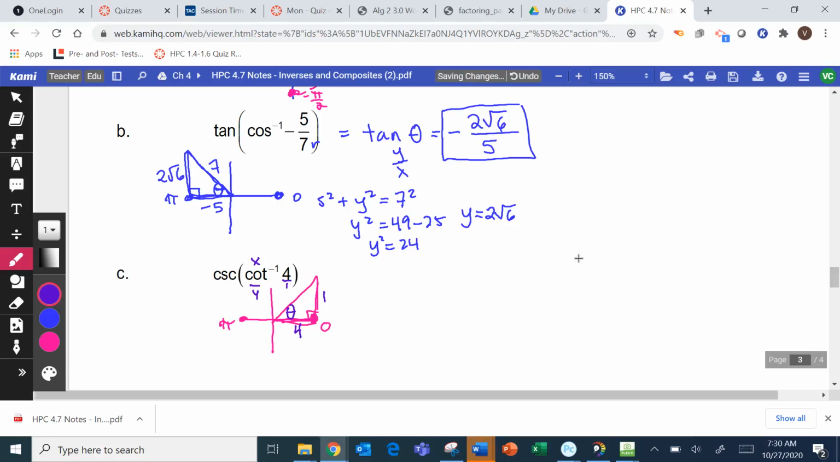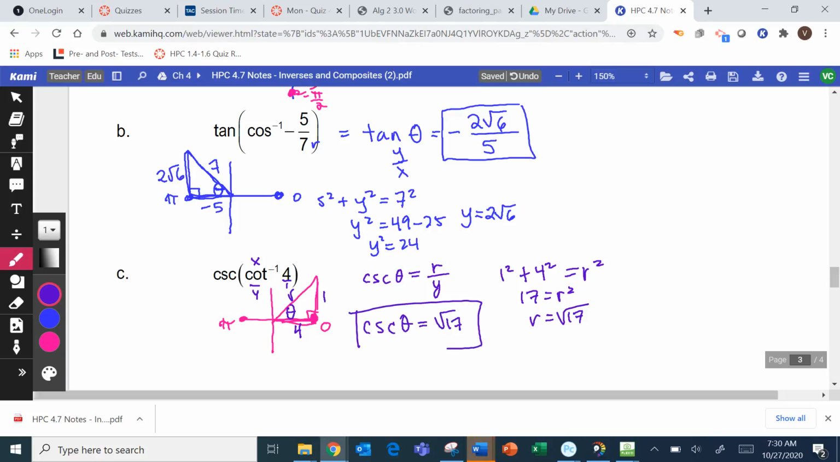We have to find cosecant theta. Sine is y over r, so cosecant is going to be r over y. So I need to find my radius. 1 squared plus 4 squared is my r squared. So 17 is r squared, so r is square root 17. So my cosecant theta is the square root of 17 over 1, which is square root 17.